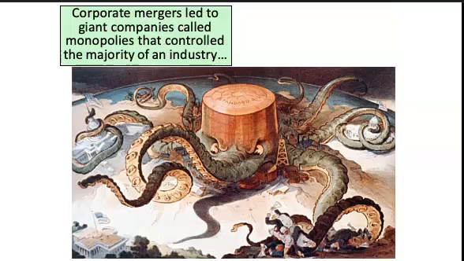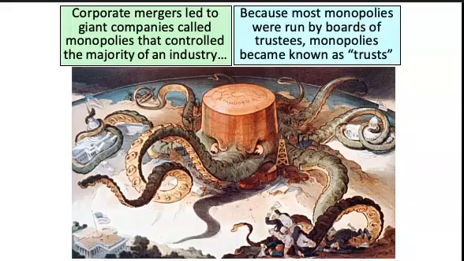Now, these mergers are going to lead to giant corporations called monopolies that controlled the majority of an industry. And because most monopolies were run by boards of trustees, monopolies became known as trusts. And eventually some of the largest ones were accused of corruption. And as we can see in the image there, the Standard Oil, the monster monopoly, you see its tentacles reaching out to the different parts of government and controlling them as well.